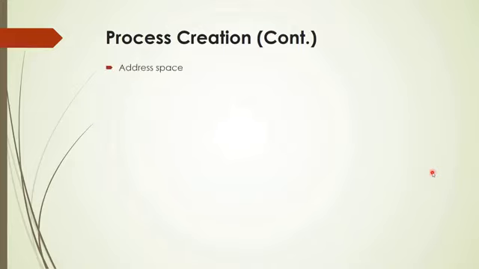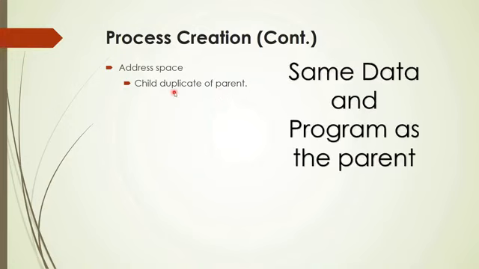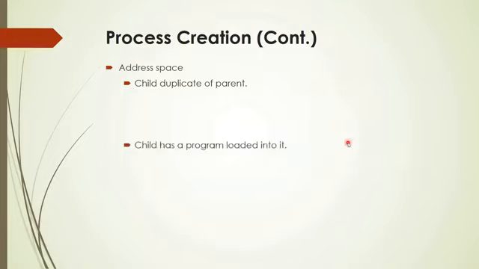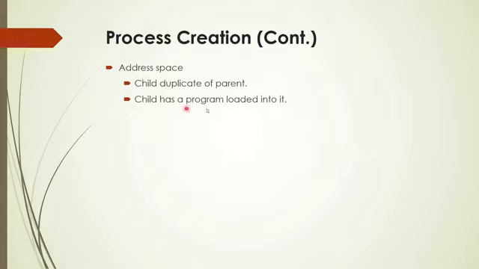Now let us look at the address space concept. So the child is the duplicate of parent. What do we mean by duplicate? We mean that the child process will be having the same data and program as the parent. So the child process will be having the data and program same as the parent process, and child has a program loaded into it. And what is the program? The same program as the parent.